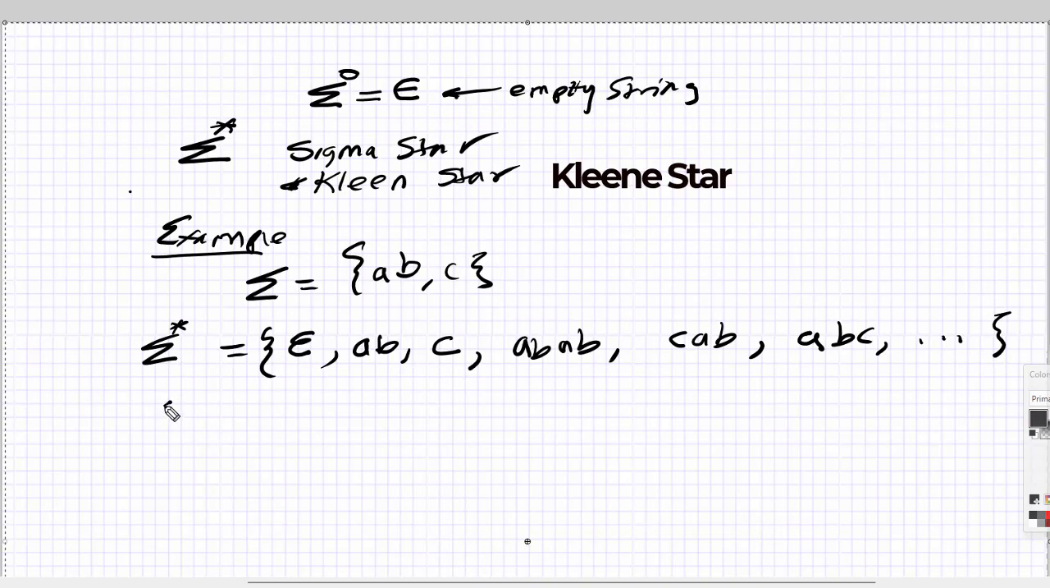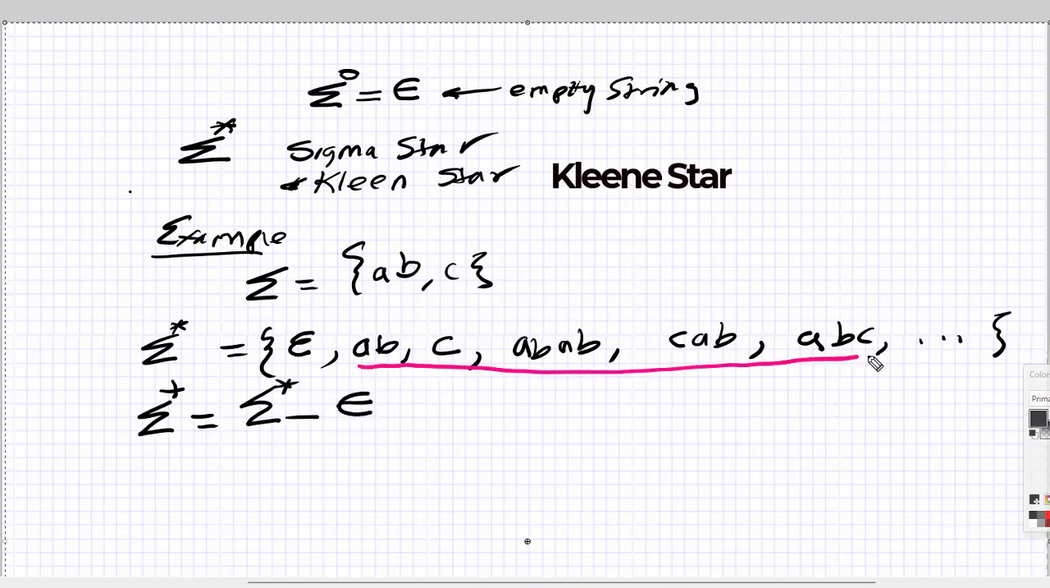There is also sigma plus. The sigma plus is the sigma star minus the empty string. It will be all of these without the empty string. That's what sigma plus is. The sigma star is the union, for n greater than or equal to 0, of sigma to the power n.